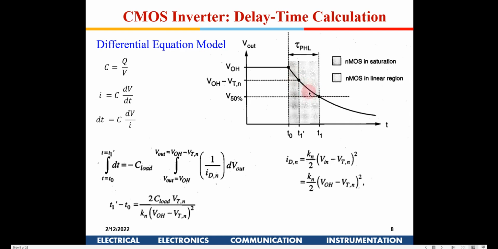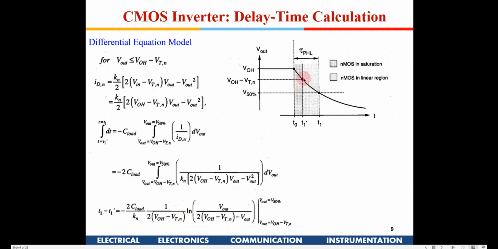Here we are going to use the linear equation, and here we are going to use the saturation equation. So from Vout, that is VDD, to VOH minus VTN, we are using this saturation equation, (Vin minus Vtn) the whole square, and we integrate it. So you get this value, 2 Vout Kn (VOH minus Vtn) square.